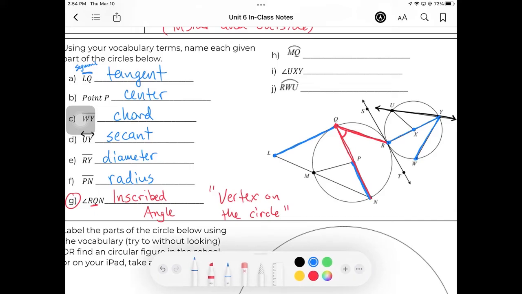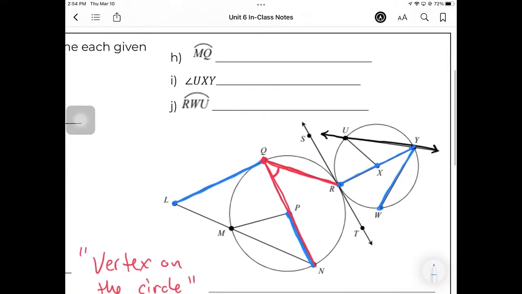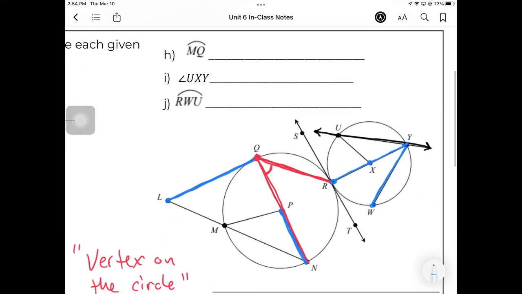Okay? Now let's take a look at these last three on the top right. Now we are talking about an arc. Arc MQ. There's two letters. You should remember that two letters means it has to be a minor arc. But you can also see on the picture from M to Q, the two letters tells me I'm going to kind of go the short way. That would be a minor arc then.